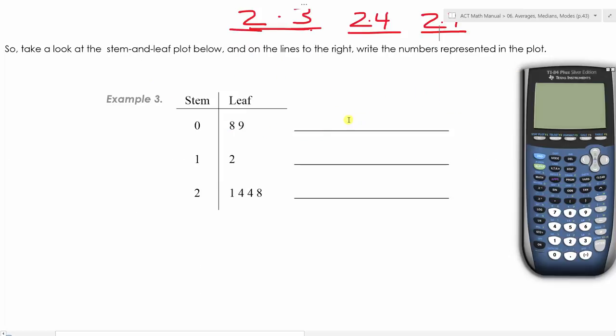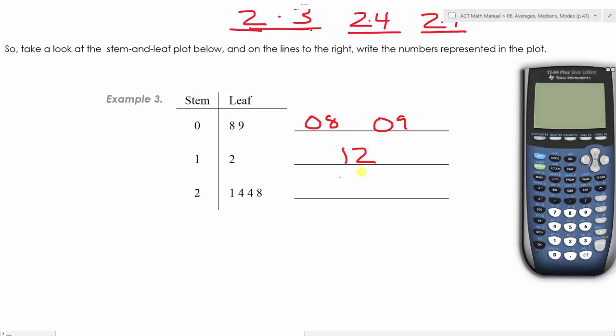So if you were to see a stem and leaf plot like this, you would need to know that there are 1, 2, 3, 4, 5, 6, 7 data points represented here, and they would be a 0 and an 8, a 0 and a 9, which are just the numbers 8 and 9. You obviously don't need to write the zeros.